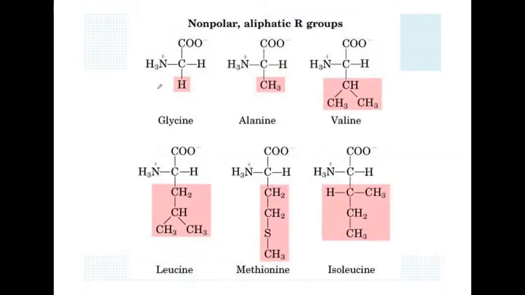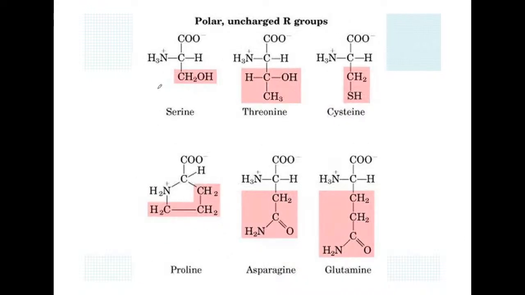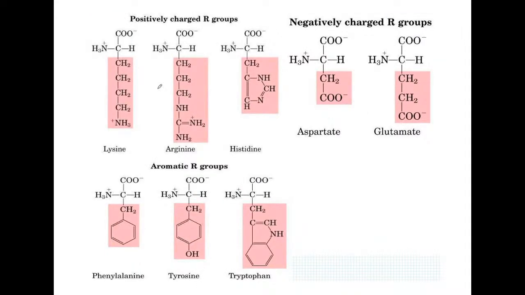So basically, as we have discussed, your enzymes depend upon the amino acids. These amino acids further depend upon the alkyl group. These alkyl groups could be non-polar aliphatic compounds like glycine, alanine, valine, leucine, methionine, isoleucine, and they could be polar and uncharged like serine, threonine, and so on. And there are positively charged ions and aromatic R groups. This we have discussed in the amino acids group. So depending upon them, your enzyme will work.